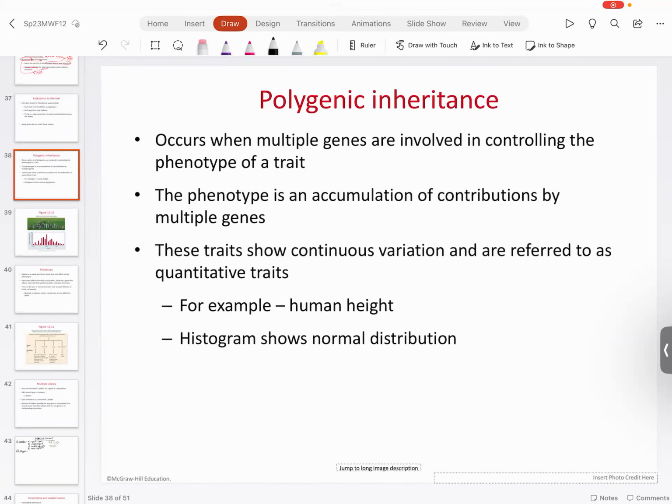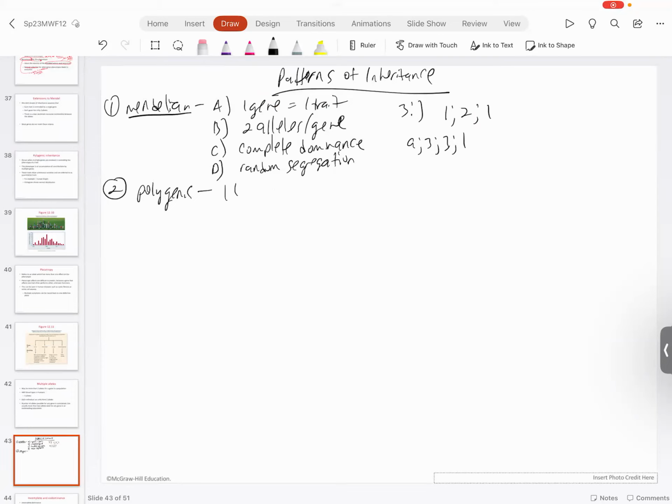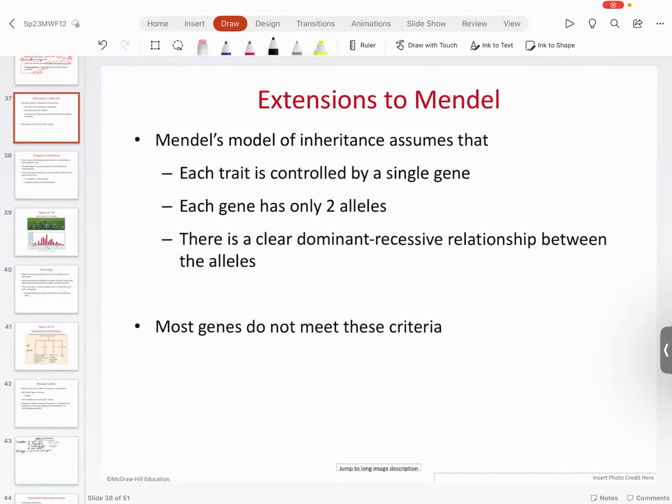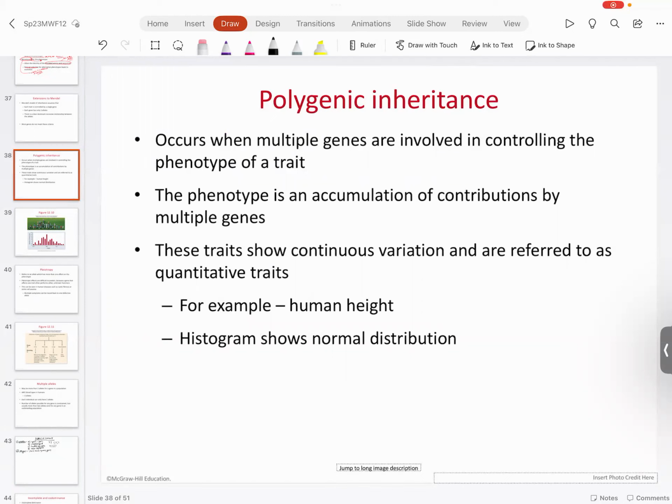So polygenic inheritance, basically what you've got is a situation where you have one trait caused by many genes. Polygenic, many genes. So when you have this, it's oftentimes referred to as either a continuous trait or a quantitative trait. Sometimes it's also referred to as multifactorial, is an extension. We'll talk a little bit about that.